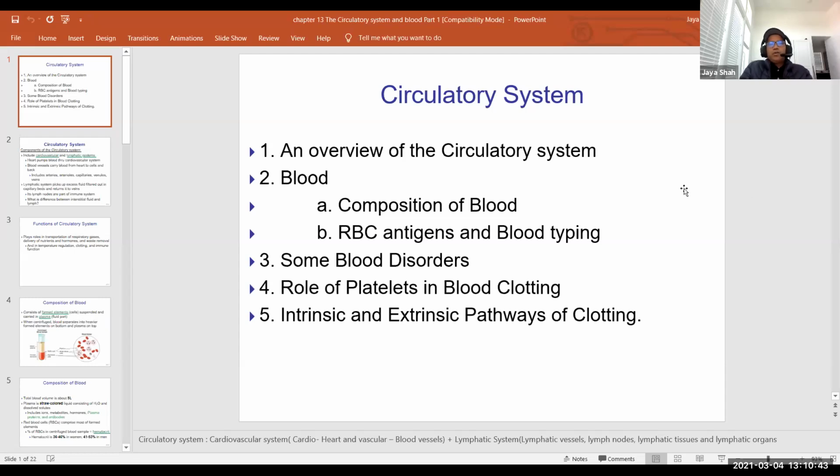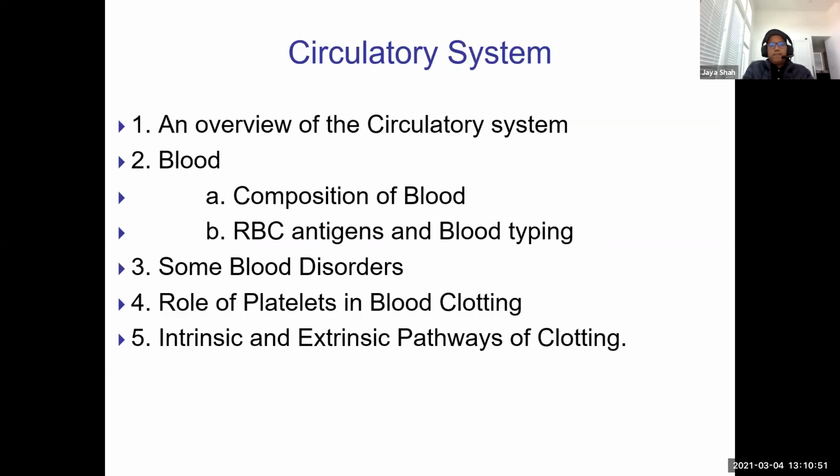So we're going to talk about the circulatory system today. The circulatory system is the system of flow of body fluid in the body. So body fluid is blood and tissue fluid. The circulatory system contains two systems, that is the cardiovascular system and the lymphatic system.